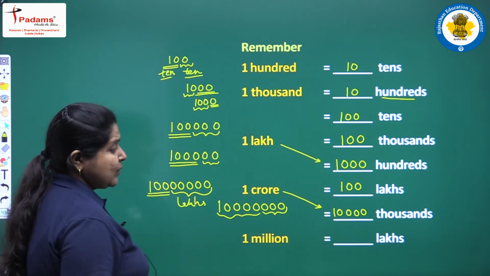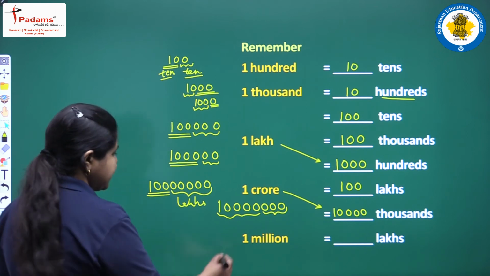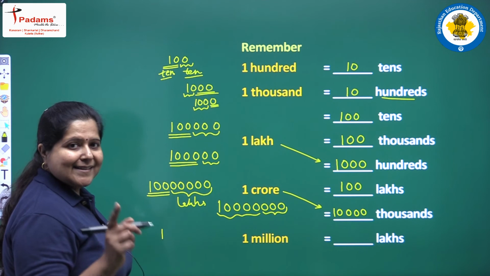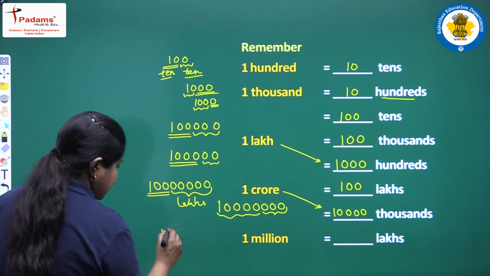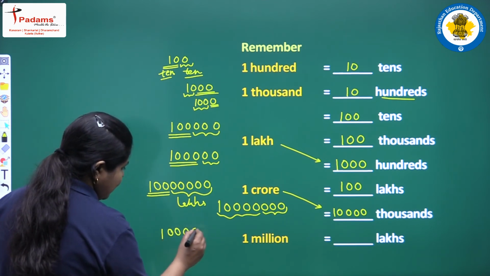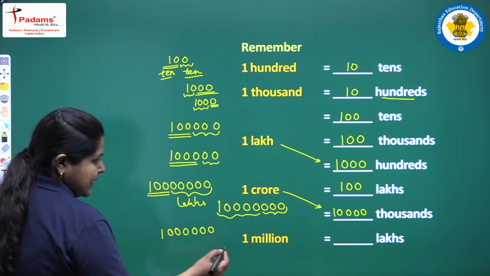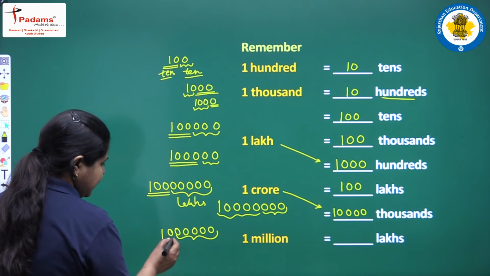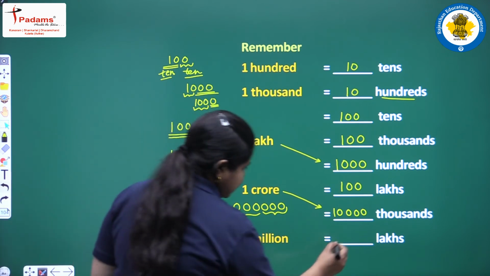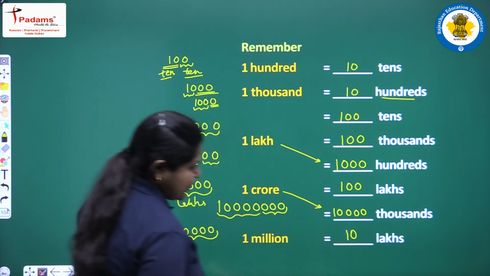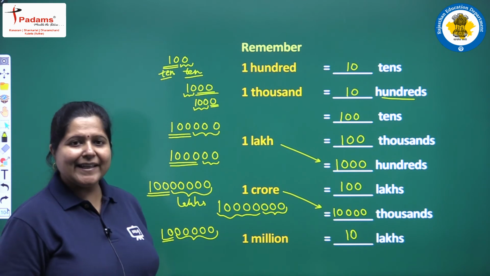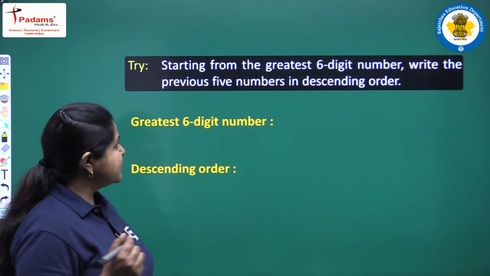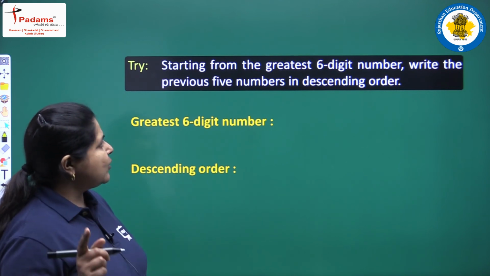Next 1 million equal to how many lakhs? Let us write 1 million. It has how many zeros? Yes, 6 zeros. 1, 2, 3, 4, 5, 6. Now lakhs with 5 zeros. Keep them separately. We are left up with 10. So 1 million is equal to 10 lakhs. Clear to you?